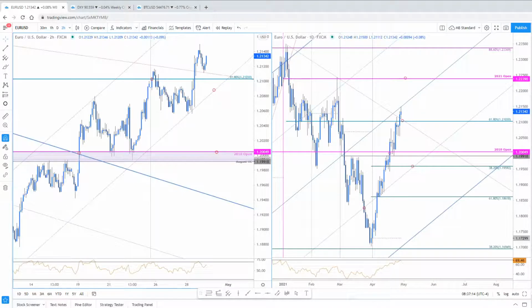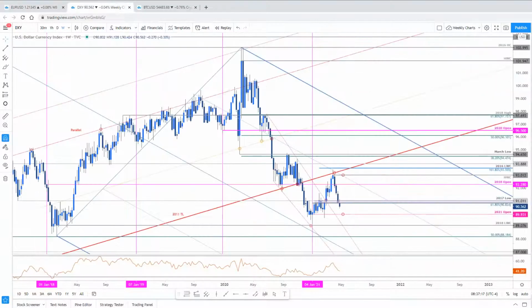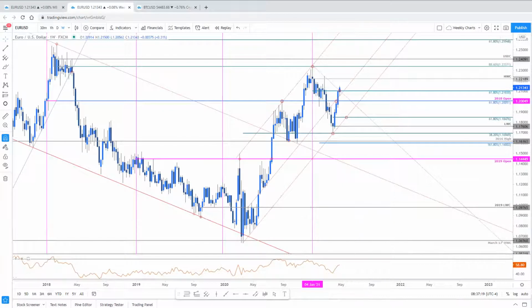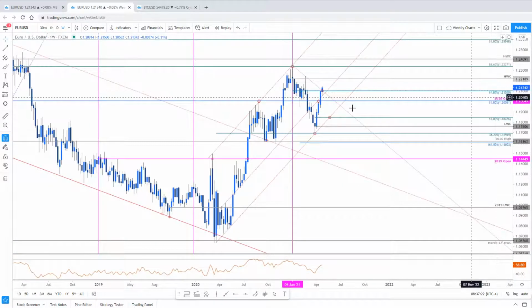Let me take a step back real quick. Here's Euro on the weekly charts. Here we are, 618. Here we are, downtrend resistance. We're trading above that now. If we weekly close above it, it's a breakout, plain and simple. It's not worth debating.